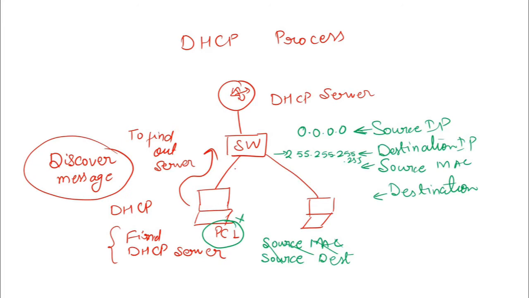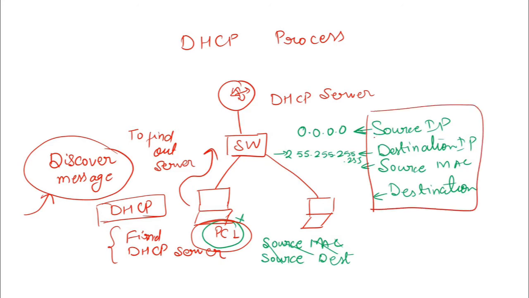As I just said, whenever we choose the DHCP option, that is, obtain an IP address automatically, this PC1 has to find out the DHCP server. For that, it uses this discover message to find the DHCP server, and in that discover message it includes this information.